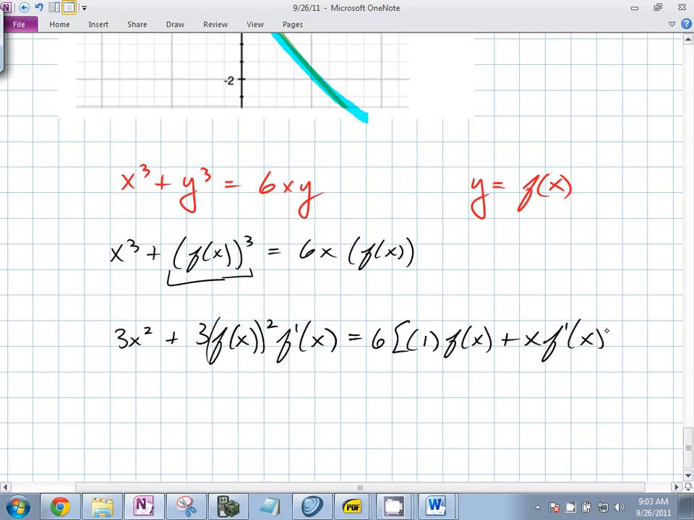But now what do we need to do? Isolate f prime. Ready, everybody? Please isolate f prime right now. Do that by yourself. What do we do to simplify this?